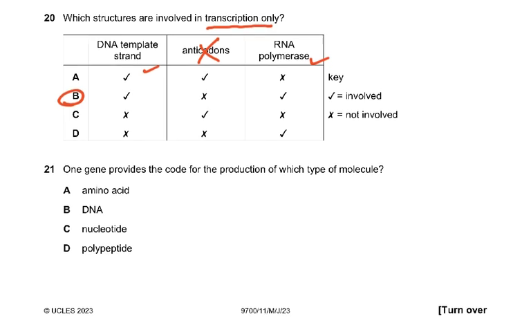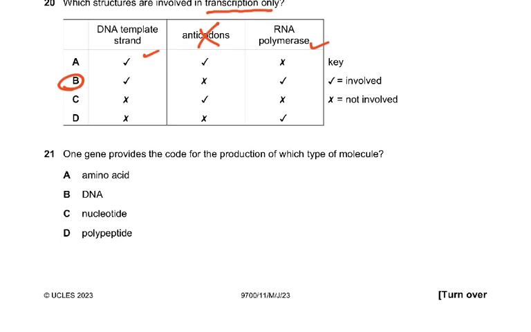Next, question number 21. One gene provides a code for the production of which type of molecule? One gene provides the code for the production of proteins, not amino acids, not DNA, not nucleotides. So the answer is D, which is a polypeptide.